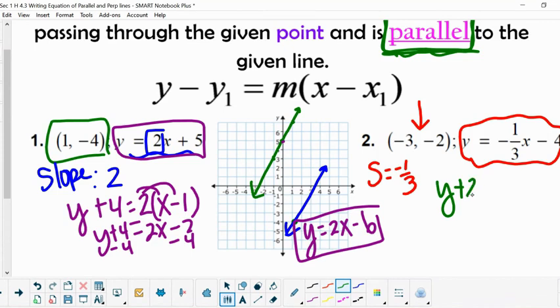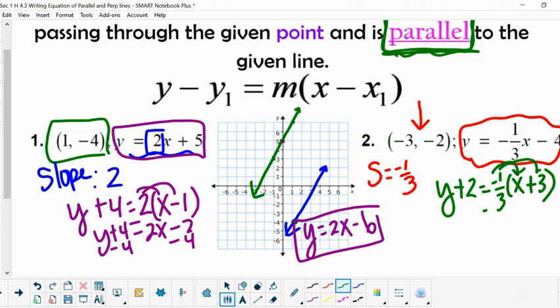Plus 2 equals negative 1/3. How about more of you? X what? Plus 3. Good. Okay, now that's point slope form. We're supposed to write it in slope intercept form, so we have to distribute and multiply that in.